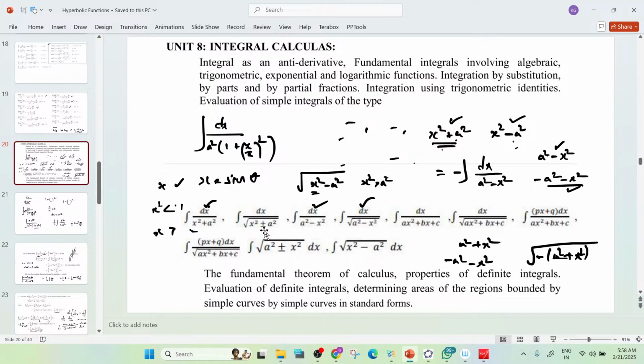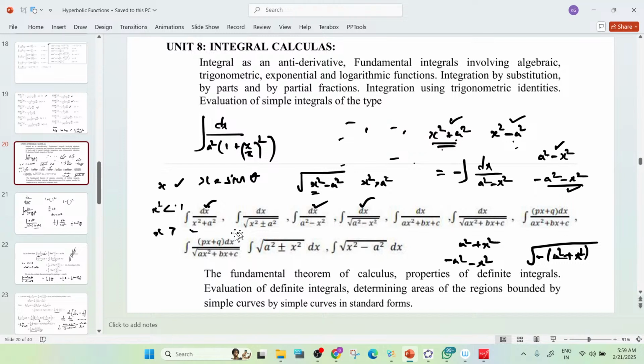Next one, x square plus a square. A cos, for which case? For the second case, when x is greater than a. When x can be anything, we again did tan theta or sin hx. So when x can be anything, you can choose tan or you can choose sin h.